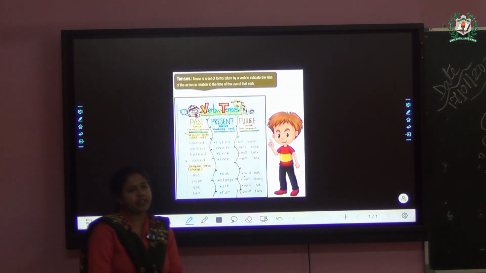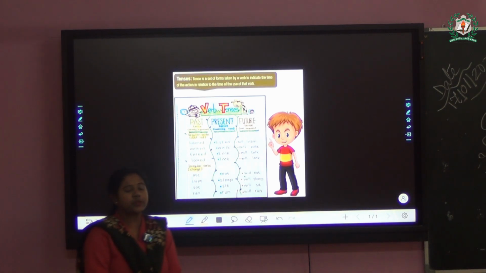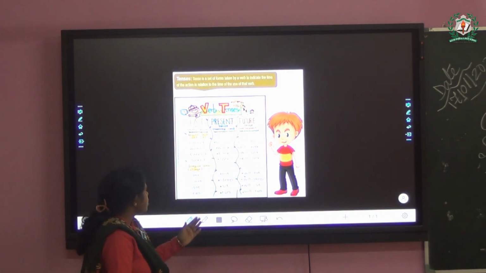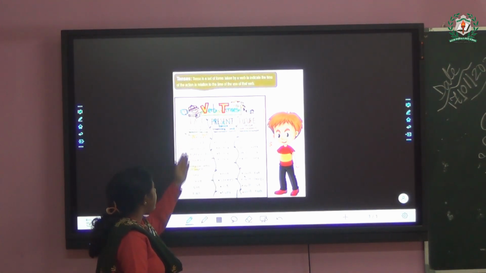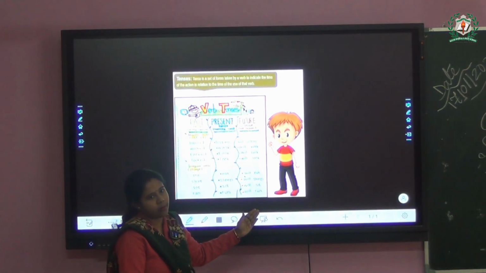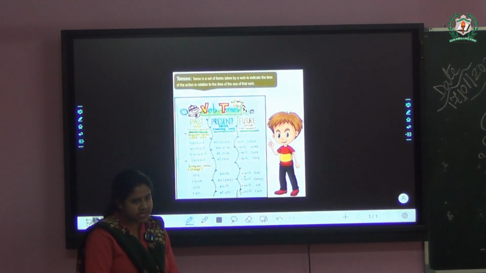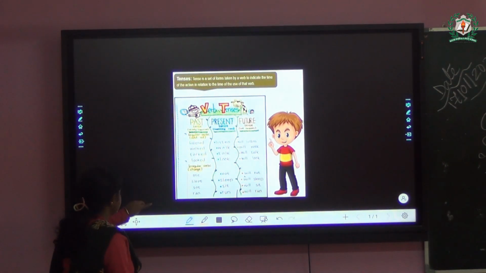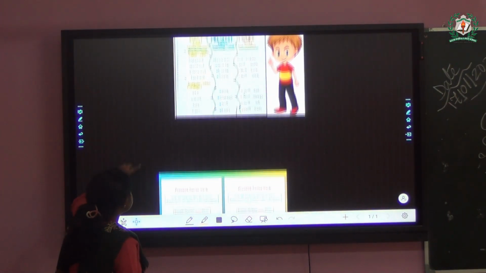So, before proceeding with the tenses, you should know the three forms of the verbs. Those are the present tense form, the past tense form and the future tense form. Then only you can proceed to deal with the tenses. So, let's proceed again.